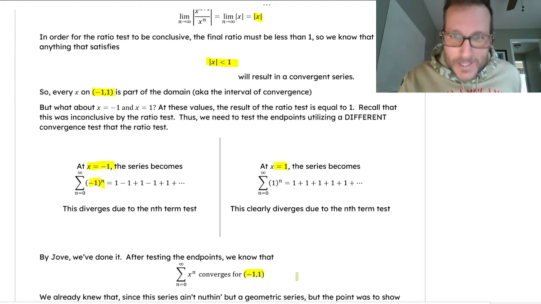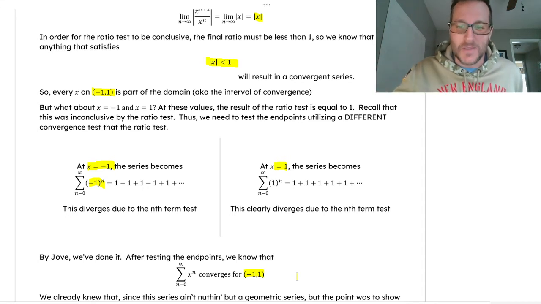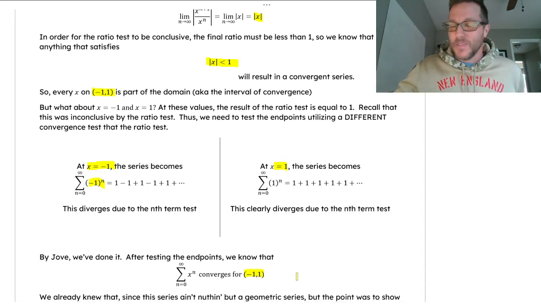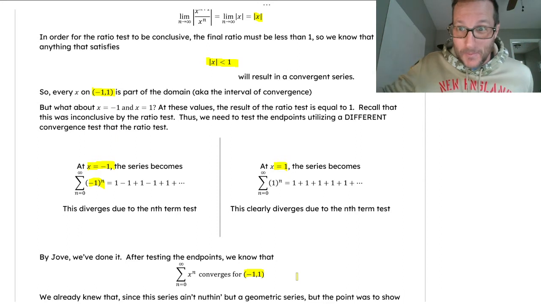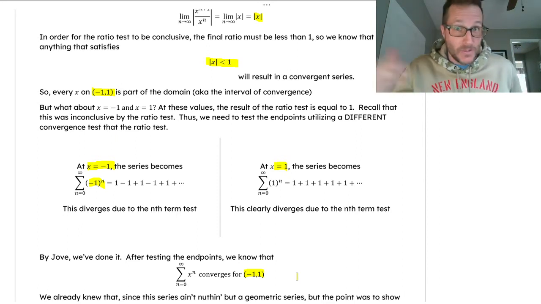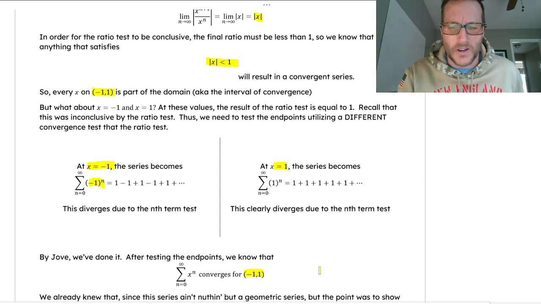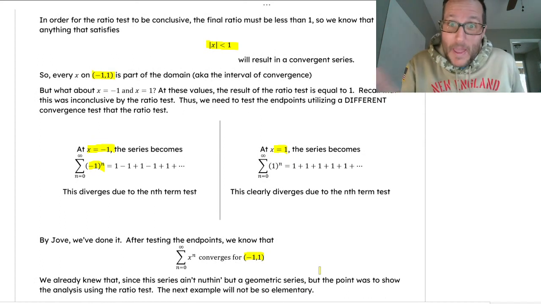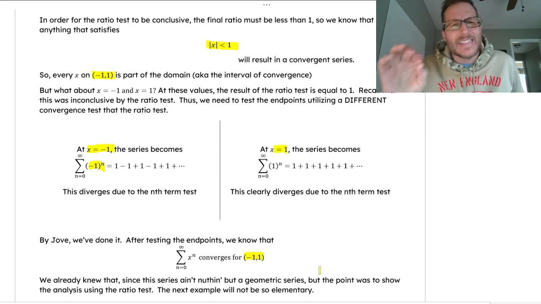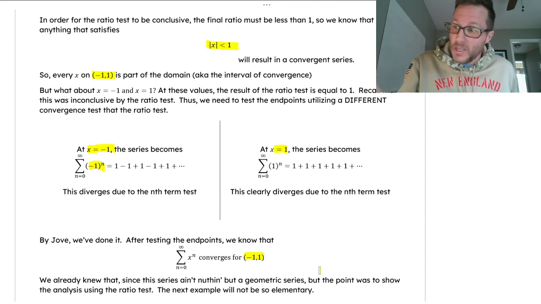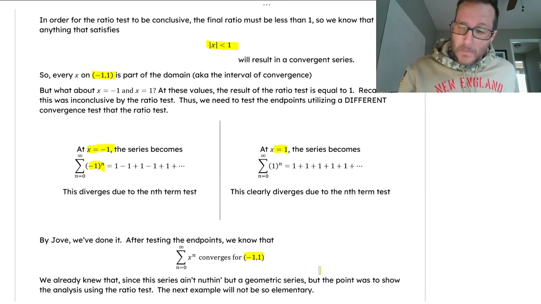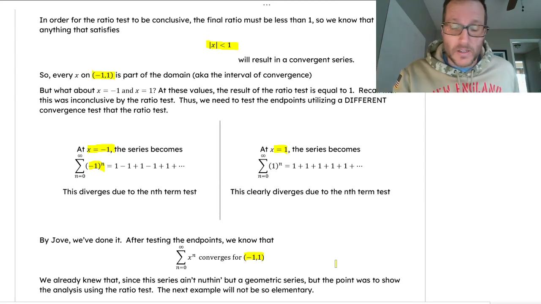But we knew that was going to happen because that was just a geometric series that only converges, right, if the absolute value of the common ratio is less than 1. We already knew that was going to happen, so that was why that one was a little bit easy, but we did it in a slightly different way. We involved the ratio test, we tested endpoints, the whole nine yards. Let's look at another one.